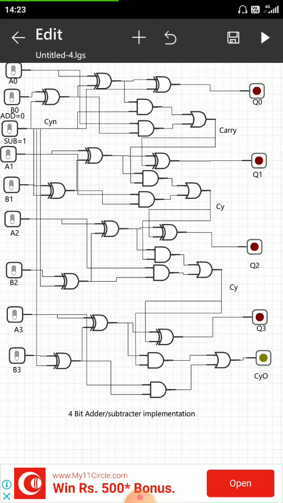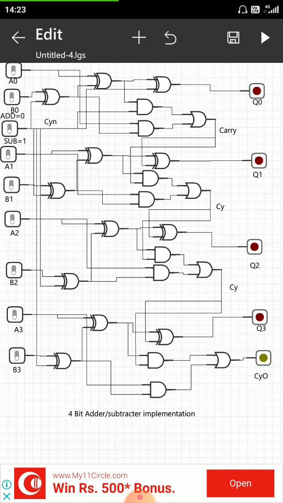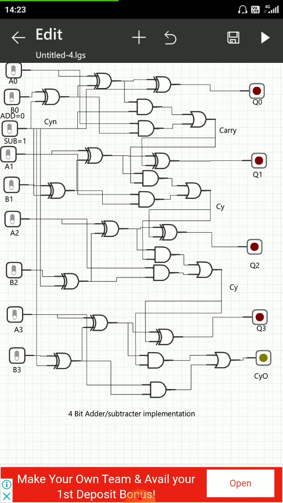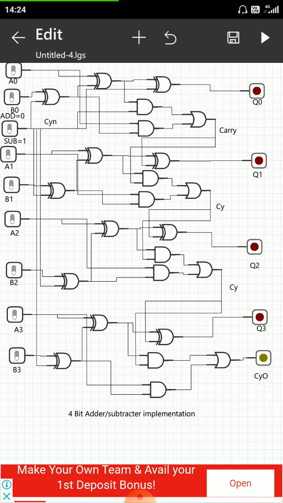We have discussed in the previous lecture that the XOR will act as a buffer. Directly B0, B1, B2, B3 will appear at the output of the XOR gate. And when logic is high, subtraction will be performed by the circuit and the carry input will be high.